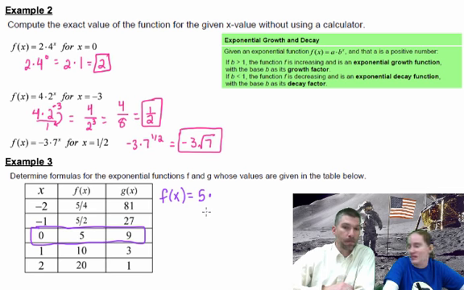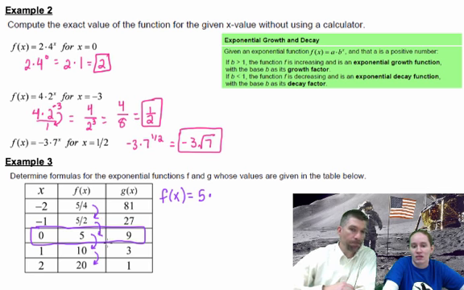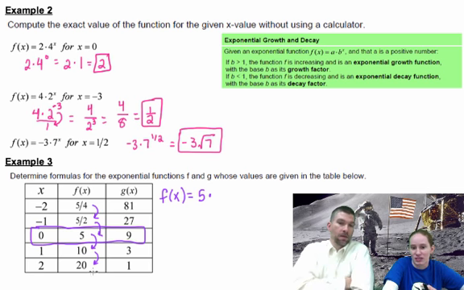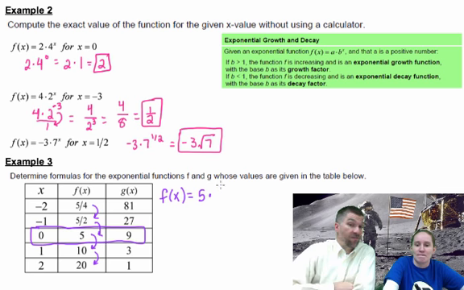Then the base, the b, ends up being what we multiply by to get each step of the way here. We're multiplying by 2. Right. From 5 to 10, you multiply by 2. Do another one to check. 10 times 2 is 20. From 5/2 to 5 is by 2 because the 2's cancel.